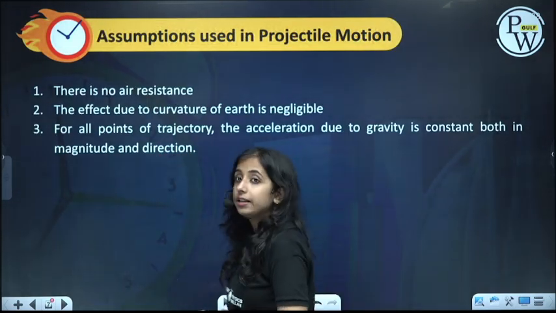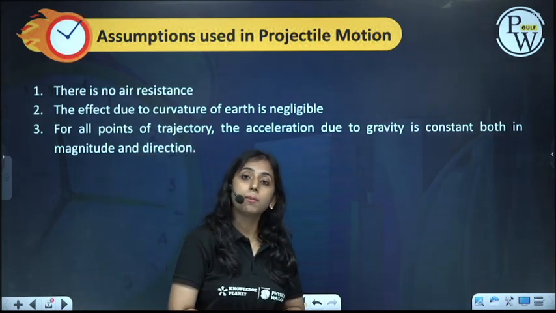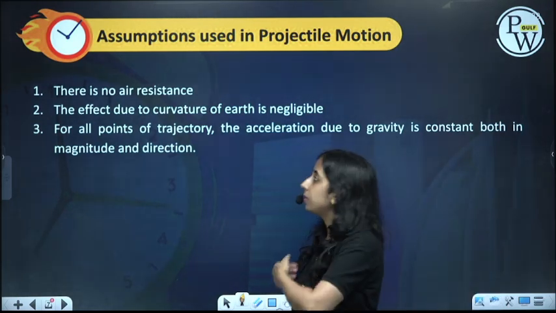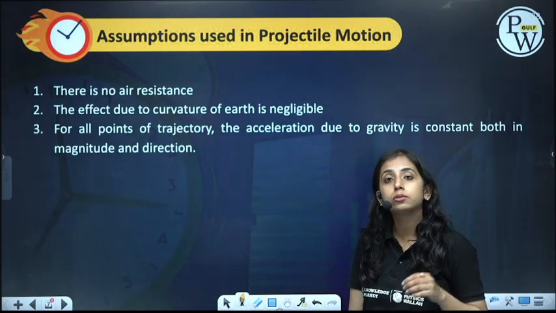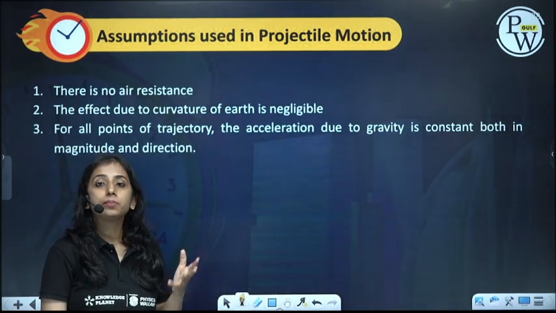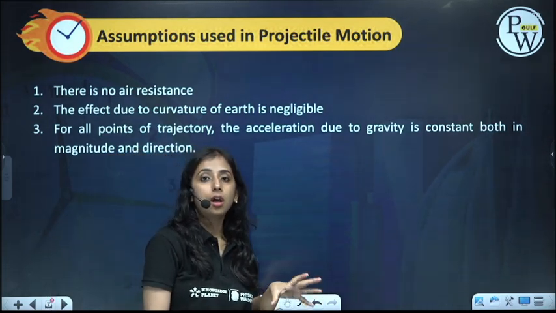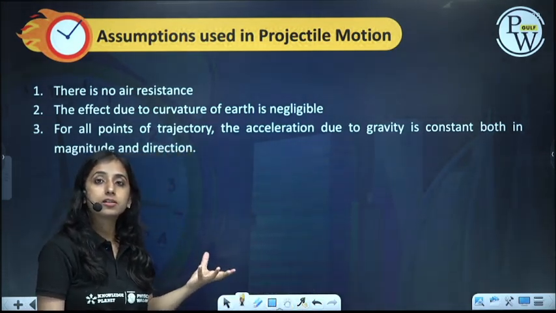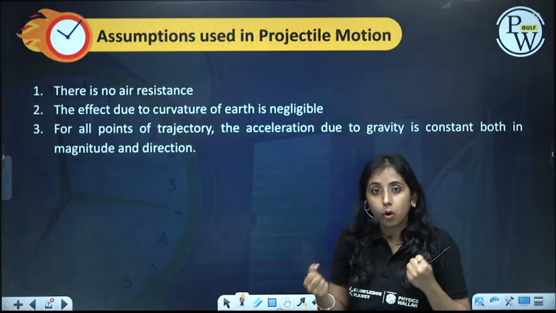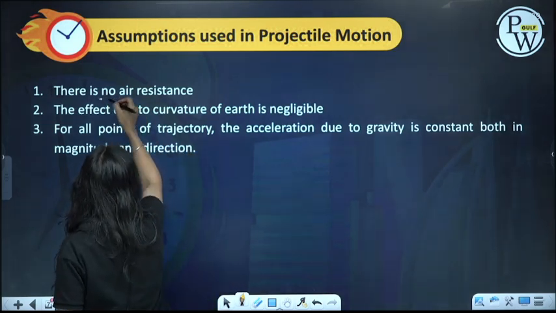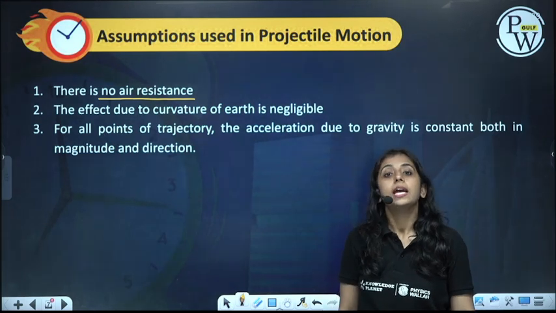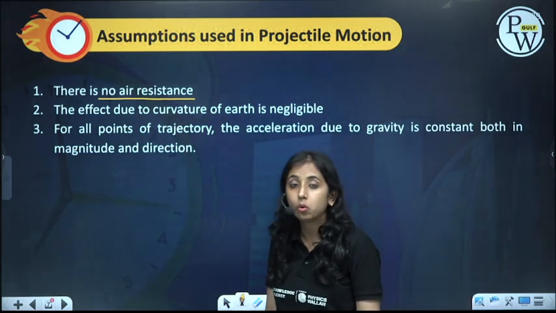Before studying projectile motion, there are some assumptions that we make. What assumptions do we make? We assume that there is no air resistance. We know that when we throw a ball in the air, air puts a resistive force on the ball, or we can say air is dragging the ball. But in projectile motion, we assume that there is no air resistance.